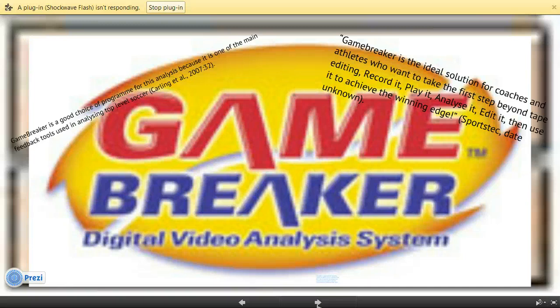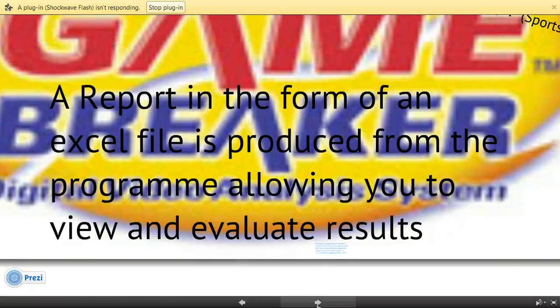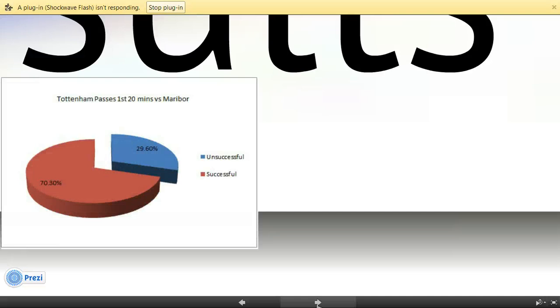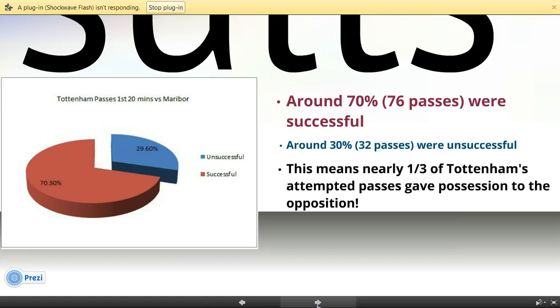After the notational analysis has been conducted, you can use the program to produce a report in the form of an Excel file, allowing you to view and evaluate the results. The report from the first 20 minutes of the Tottenham game showed that of a total of 108 passes, 70% were successful and 30% unsuccessful, meaning Tottenham misplaced nearly one-third of all their passes. It should also be known that during this time no goals were scored by either team. This may be because Tottenham gave away so many passes, meaning possession could not be maintained.